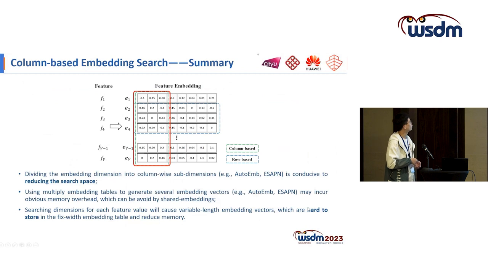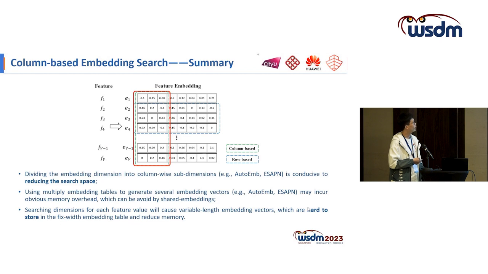In conclusion, the column-based embedding search methods divide the embedding dimension into column-wise sub-dimensions, which is conducive to reducing the search space. Besides, they use multiple embedding tables to generate different embedding vectors, which may incur obvious memory overhead. Besides, searching the dimension for each feature value will cause variable-length embedding vectors, which are hard to store in the row-wise embedding table and to reduce the memory.